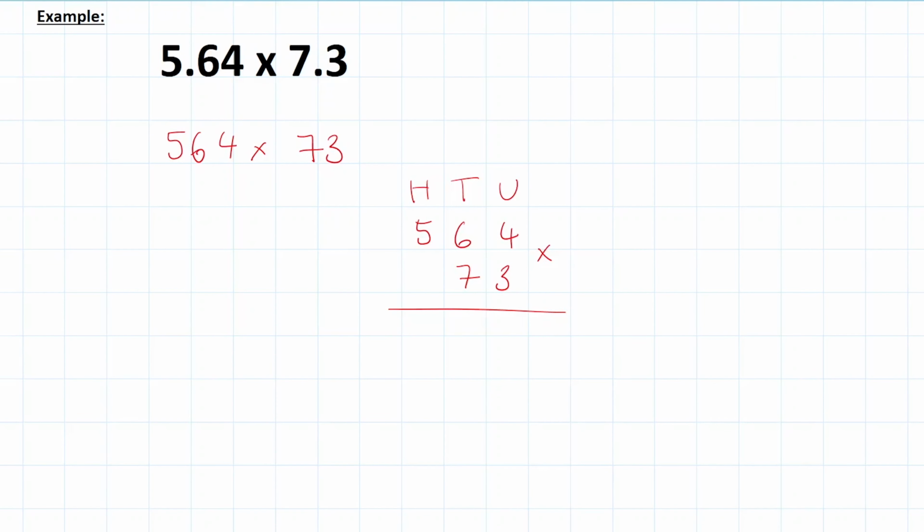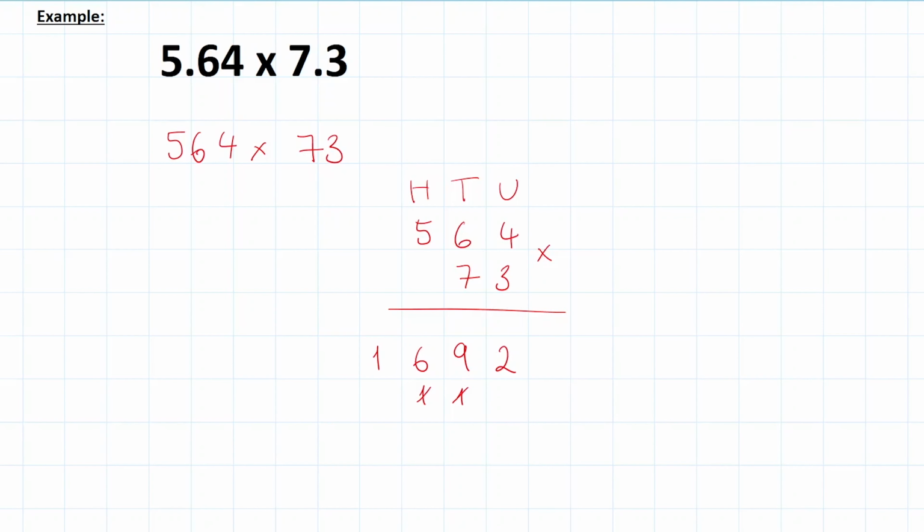Starting from right to left, 3 times 4 is 12, so write 2, carry the 1. Then 3 times 6 is 18, add the 1 that we carried is 19, so write 9, and carry the 1. 3 times 5 is 15, add 1 is 16, so write 16. So if I multiply 564 by 3, I get 1,692.